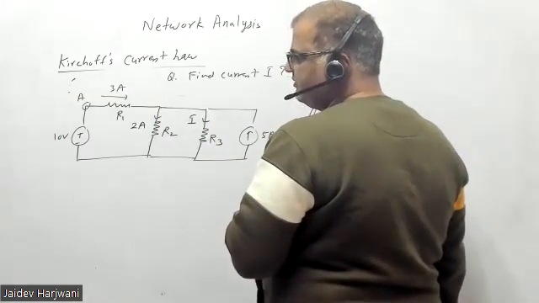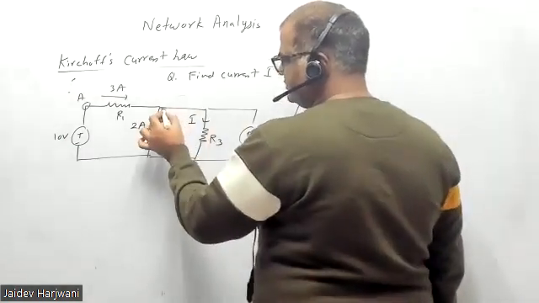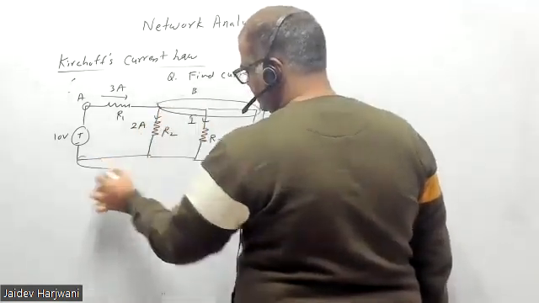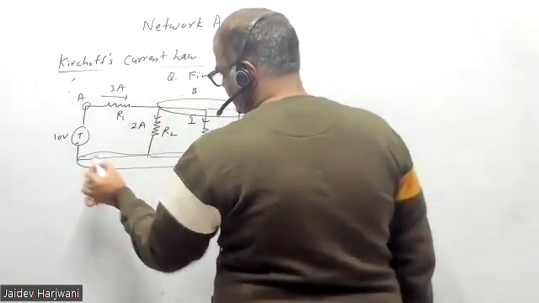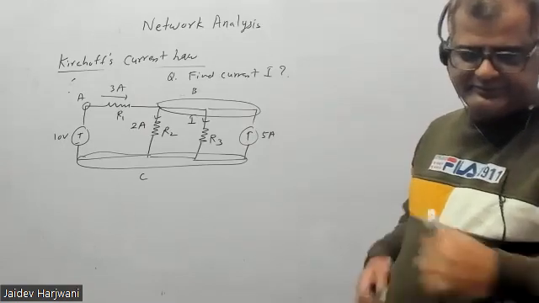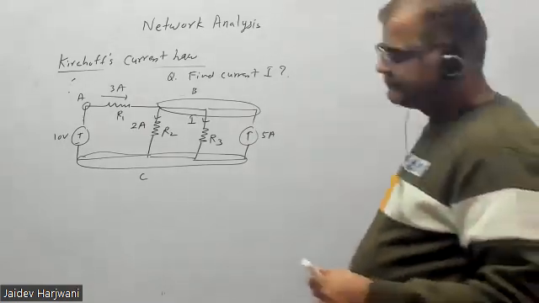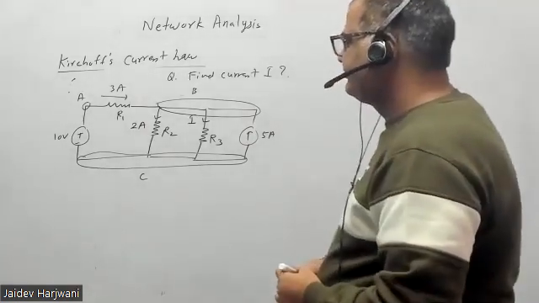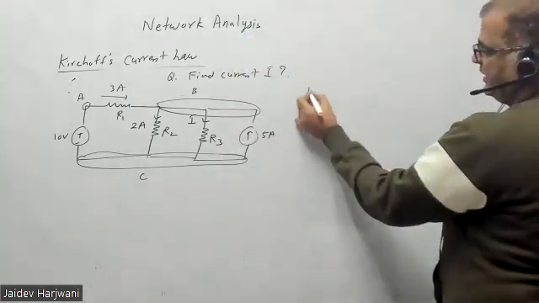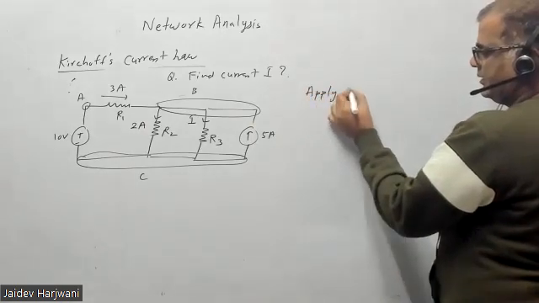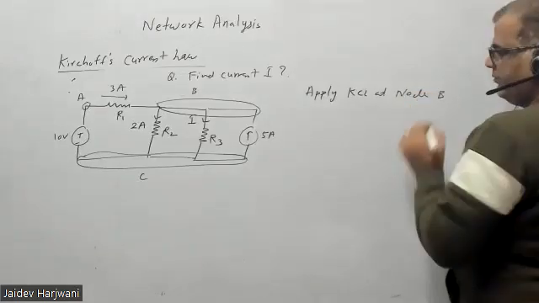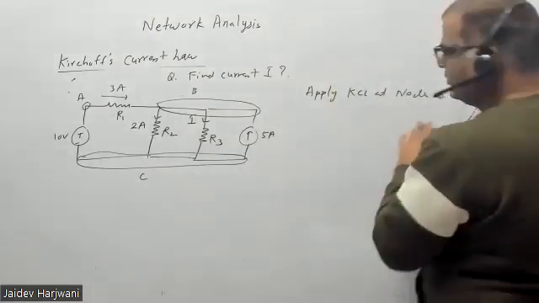So KCL will be applied at which node? If I say this node is B, and this is say C. So at which node will you apply KCL? Tell me. B node, sir. Okay. So we apply KCL at node B.